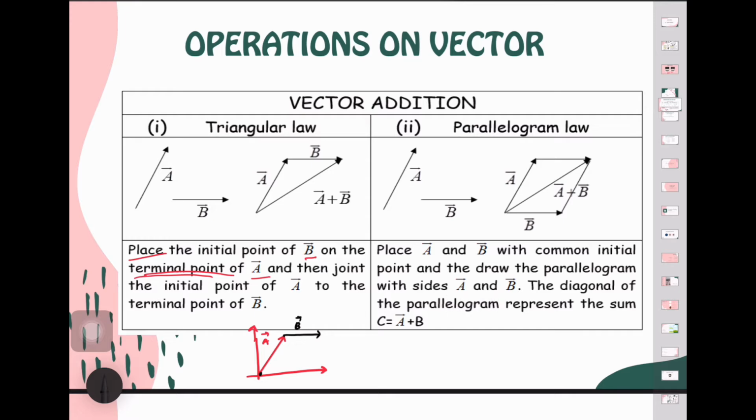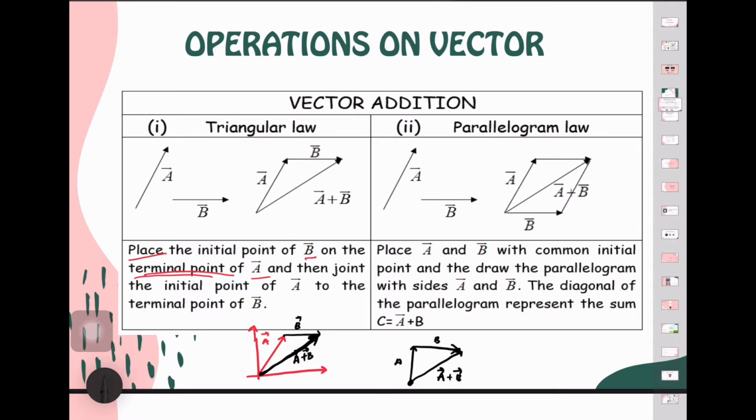Okay, so this is called vector A plus vector B. This line is called vector A plus vector B. If you can see, this line is a combination of vector A and vector B. It connects the initial point of vector A with the terminal point of vector B. So this one is vector A plus vector B.